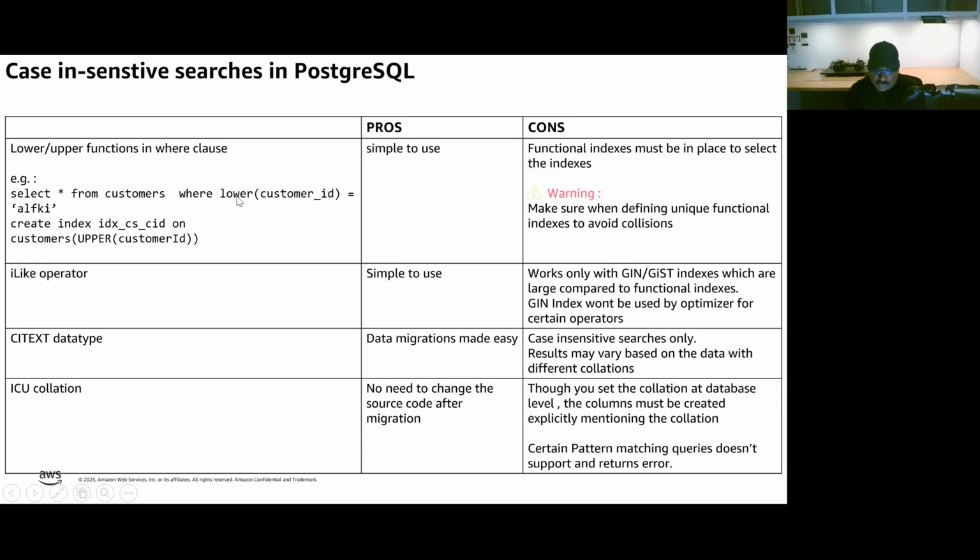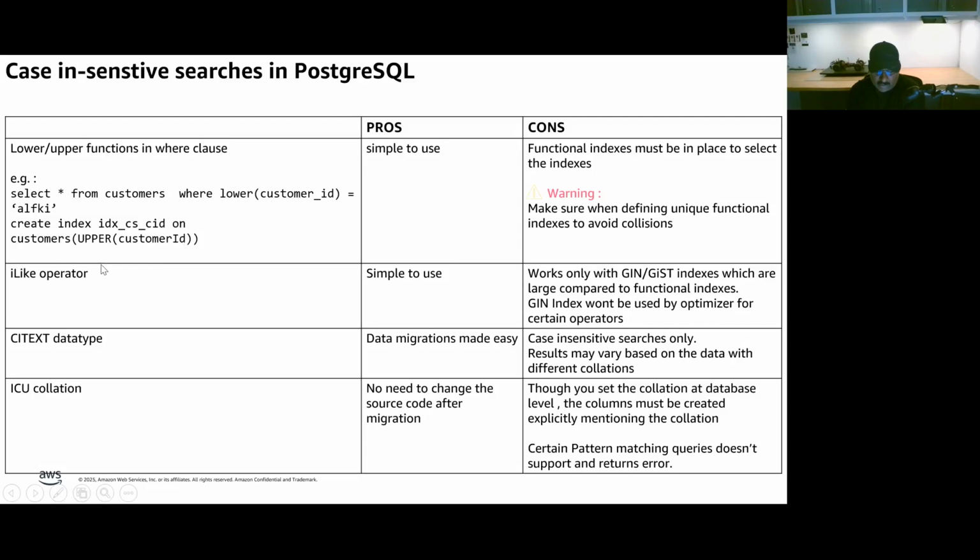But make sure that if you use any function in the where clause, then it won't pick the index. It goes for a table scan. In Postgres, we call it a sequential scan. To address that issue, you have to create a functional index, which Postgres supports. In Postgres, you can create an index using functions.